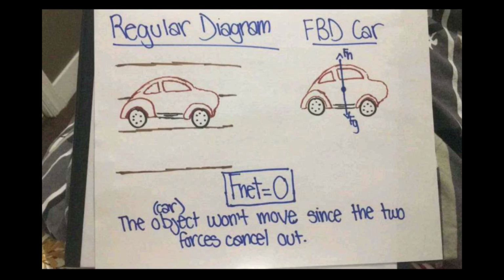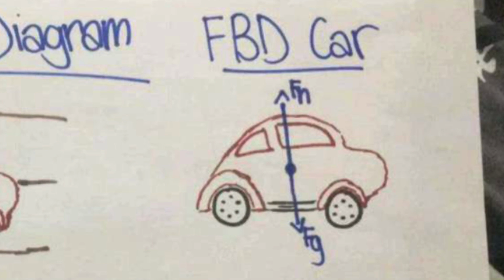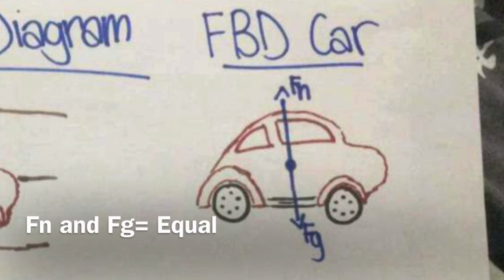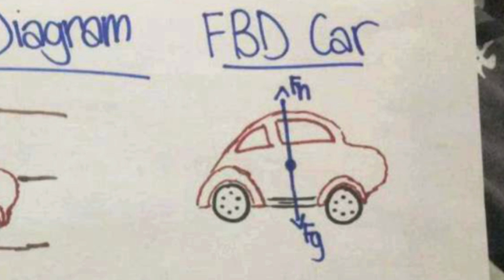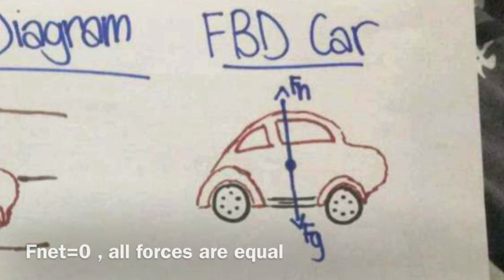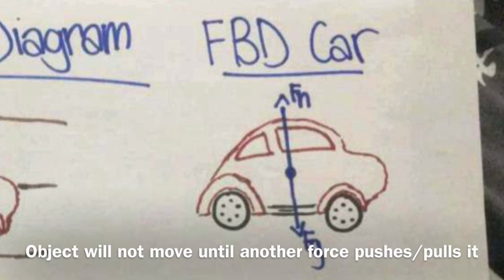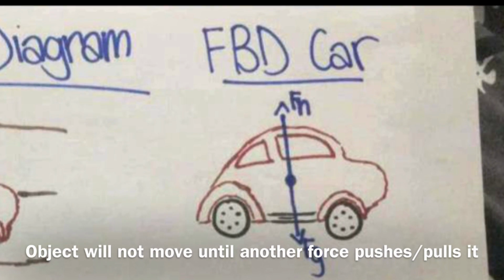This diagram I drew is of a car that is not moving. The regular diagram I drew is of a car which is parked in a parking lot. The free body diagram that I drew was of the car. As you can recall, the force of gravity is equivalent to the normal force since the car is still. It is not moving side to side, and it is not getting pushed or pulled up and down. In conclusion, the net force is zero since all forces acting upon this car are equal. The two forces cancel out and therefore the object is not moving.